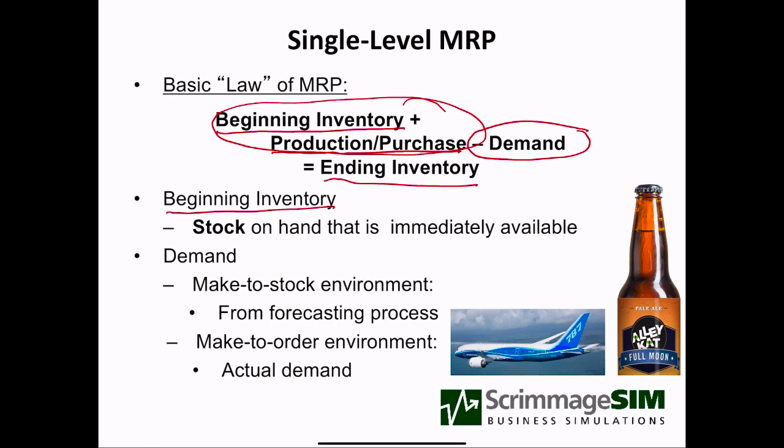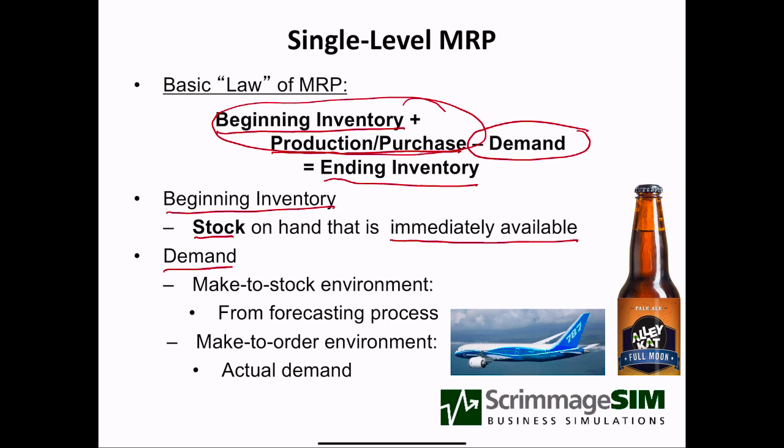The beginning inventory is the stock of material that's on hand and is immediately available. Sometimes you have materials that have come in from a supplier, but they're waiting for a quality control check, or you might have materials you purchased, but there's a quality issue and they need rework. Those are not included in the stock on hand.